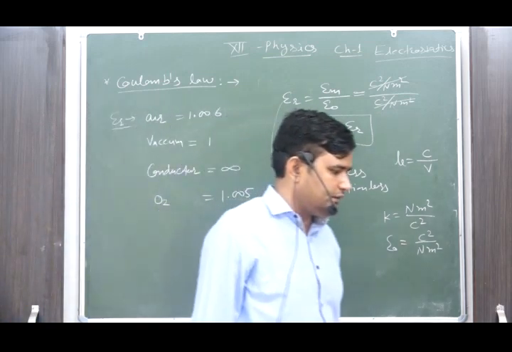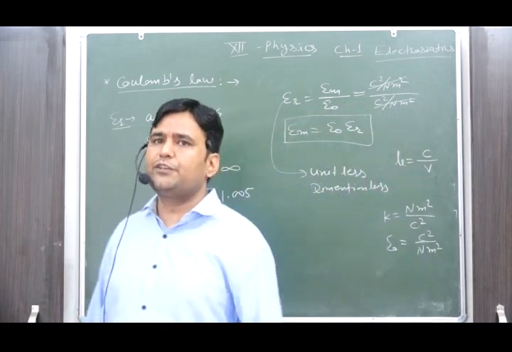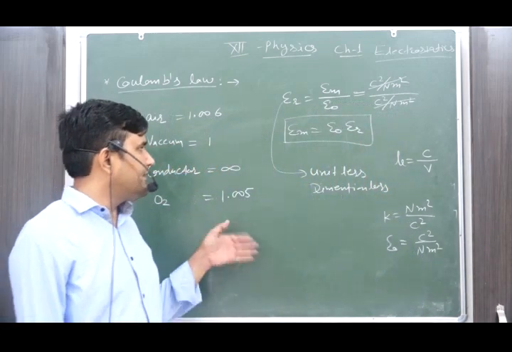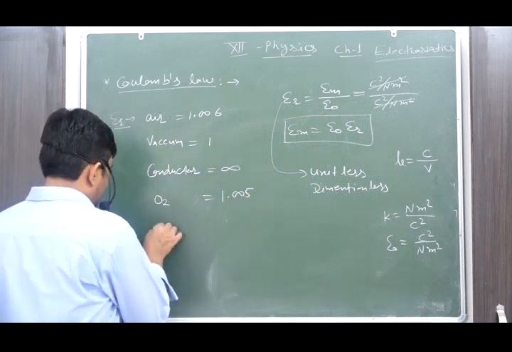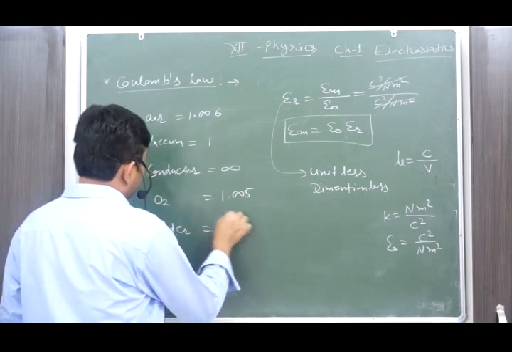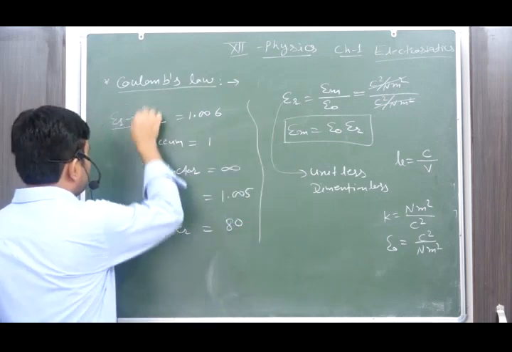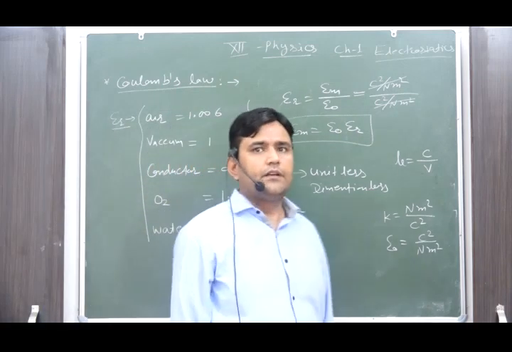These are a few important parameters. They should be remembered directly. The rest will be given in your formulations, and sometimes one more, in terms of water, which is equal to 80. These are some typical values of epsilon r, the dielectric constant.